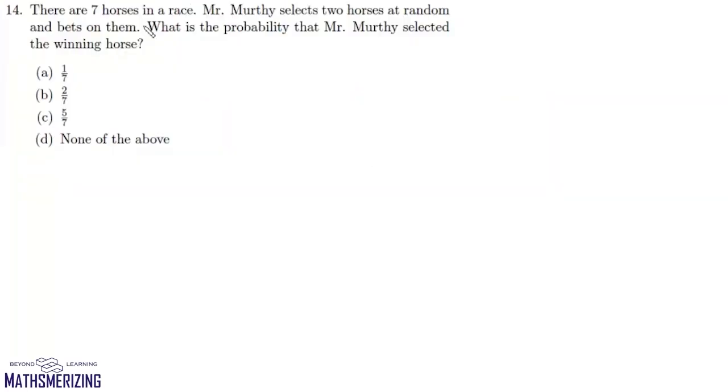Now question number 14 is, there are 7 horses in a race. Mr. Murthy selects 2 horses at random and bets on them. What is the probability that Mr. Murthy selected the winning horse? Now total number of ways in which Murthy can select 2 horses is 7C2. Now we need to find this probability that he has selected the winning horse. That means one of the horses must be the winning horse, and then he can choose the other horse in 6C1 ways. So it will be simply 6, and then here will be 7 into 6 into 2, which is 2 by 7. So this required probability is 2 by 7, and that's your option B.